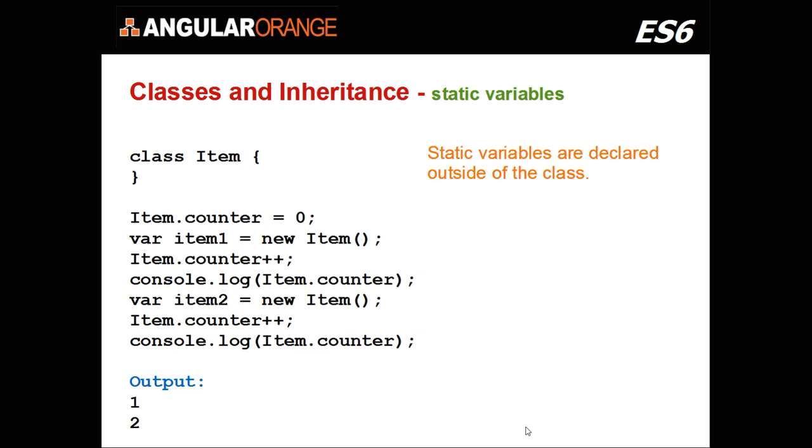Okay, in static variables, if you use static variables, use TypeScript. There's more support for static variables. But with a class, let's say it's Item, I could define a static variable outside the class, Item.counter equals 0. And if I instantiate a new item1, and I increase the counter, log that counter, instantiate a new item2, increment that counter, log that counter, you'll see that the counter is keeping track of the objects I'm instantiating.